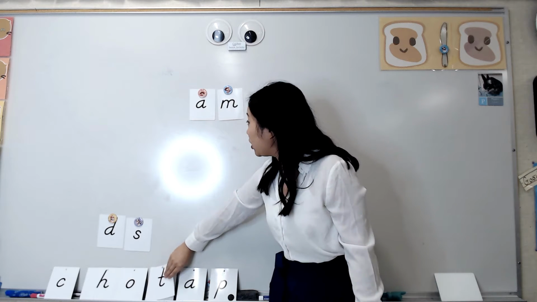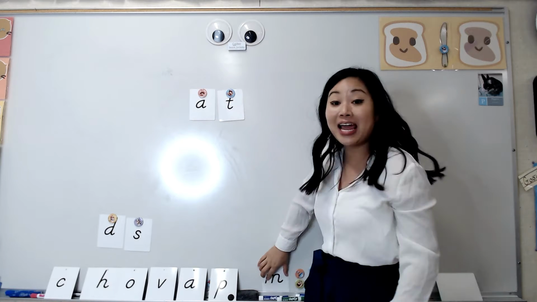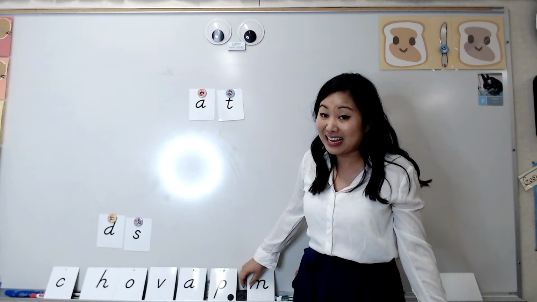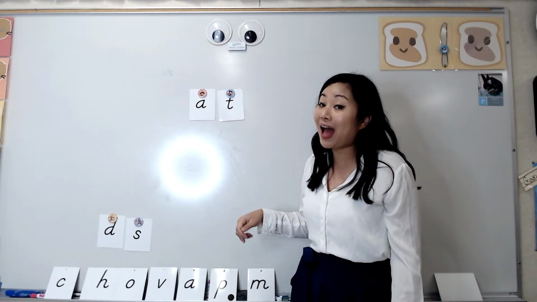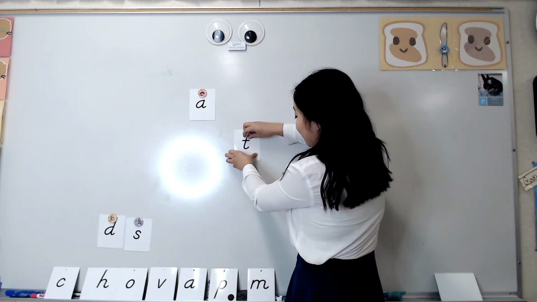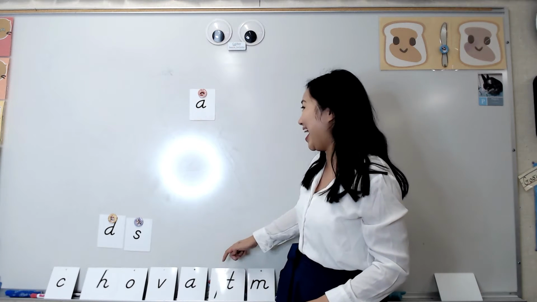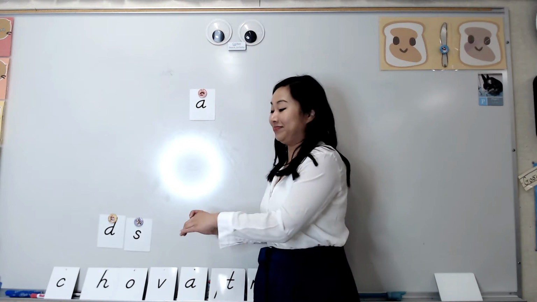Well, what if I change the M to a T? Does that say A? No, now it says at. For this word to say A, it can only have the letter A by itself. There, now it says A. Let's look at another word.